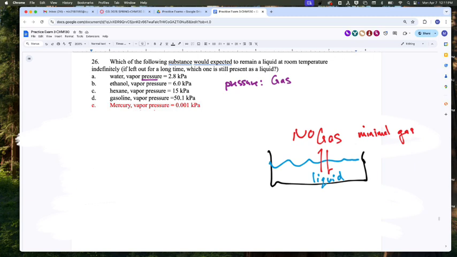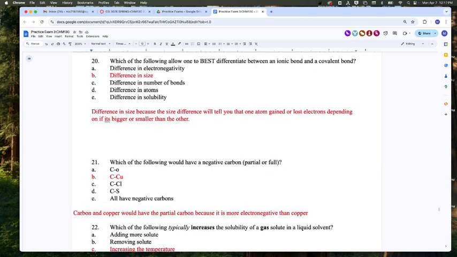Kind of makes sense? This is also why with ethanol, you can get flaming shots, because it's producing a gas above it and you can ignite that. Other questions?